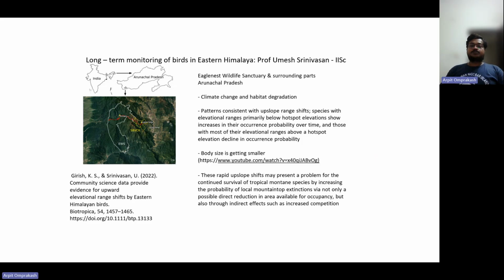And they show that species with elevational ranges below hotspot elevations show increases in occurrence probability over time, and those with most of their elevational ranges above a hotspot decline in occurrence probability. So what they're saying is that they are going up, and once there's less area to go up to, they start declining. So these species are getting more and more extinct.